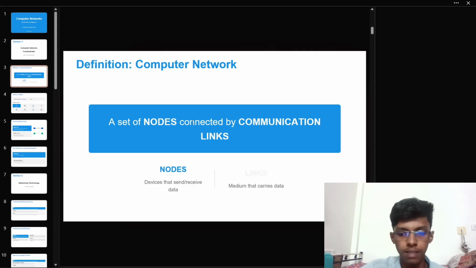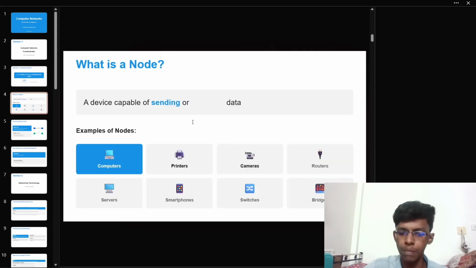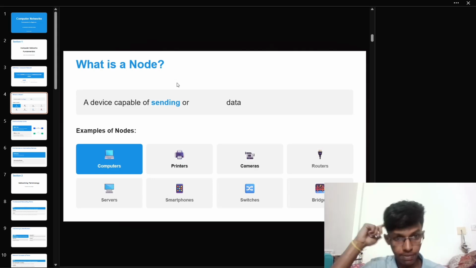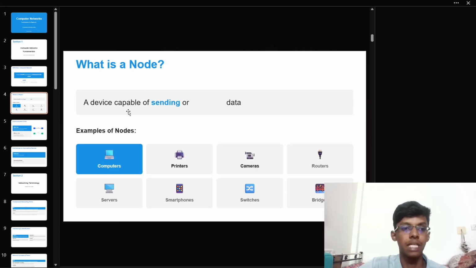Nodes. Let's go deeper into nodes. A node is a device capable of sending or receiving data. Sending or receiving data, both. Together they form a network. Examples of nodes are computers, servers, printers, smartphones, bridges, routers. It goes on. Everything we use is mainly a node.